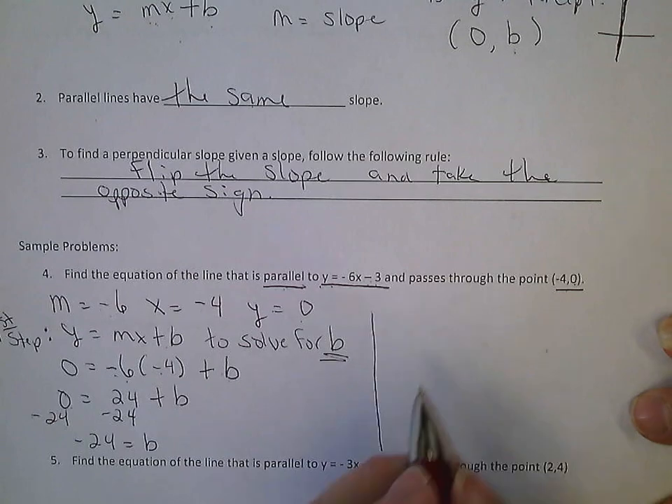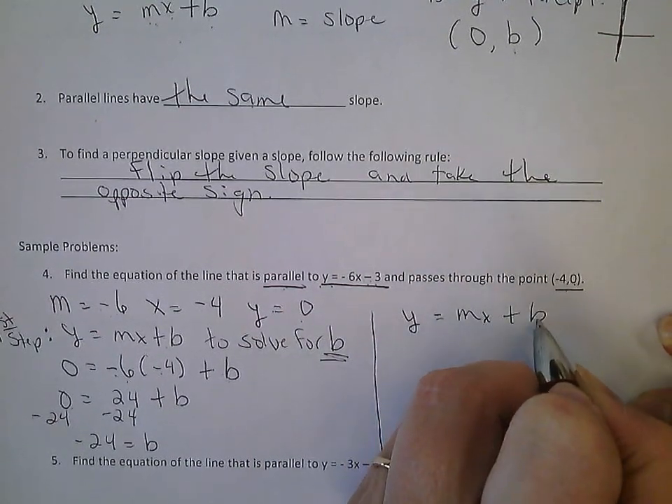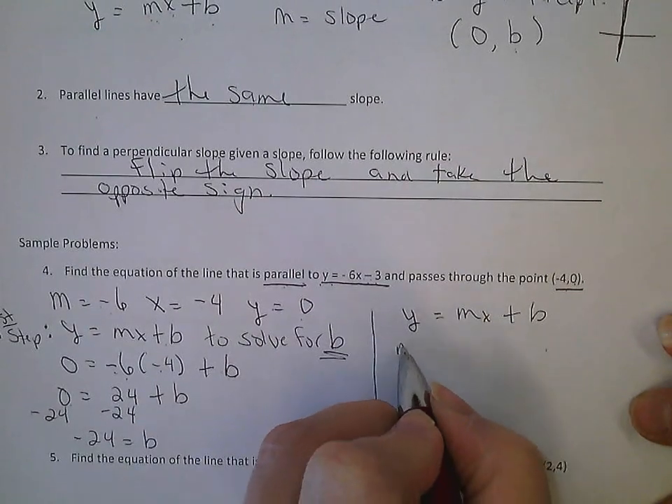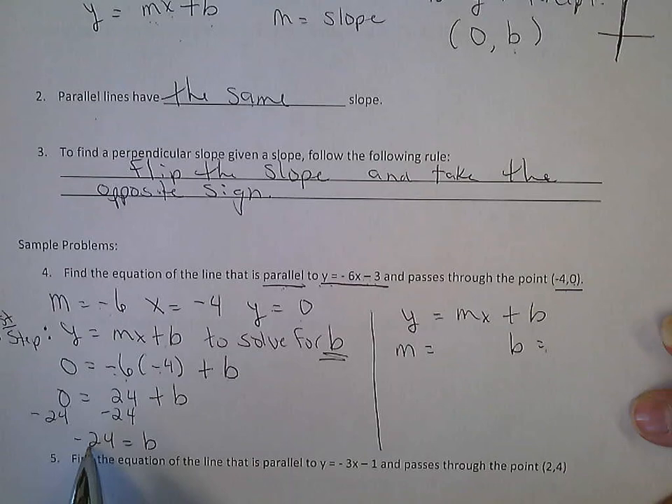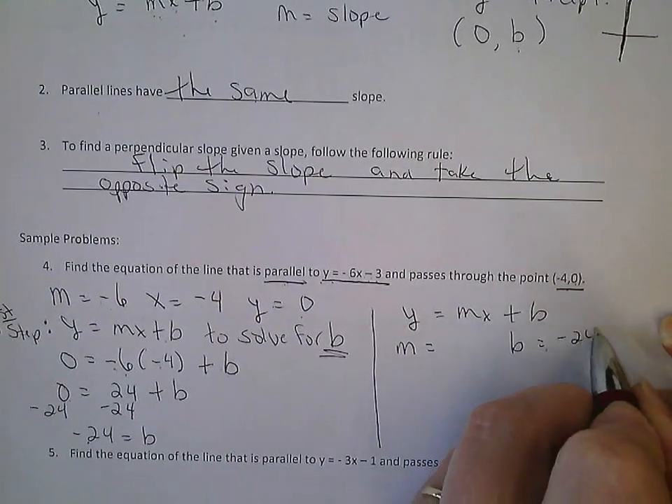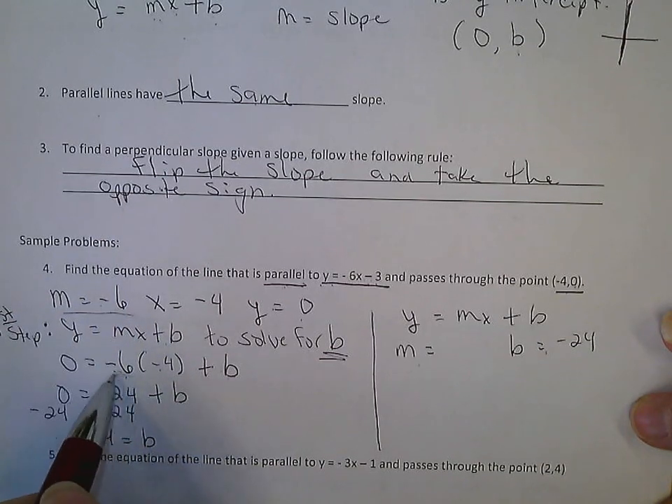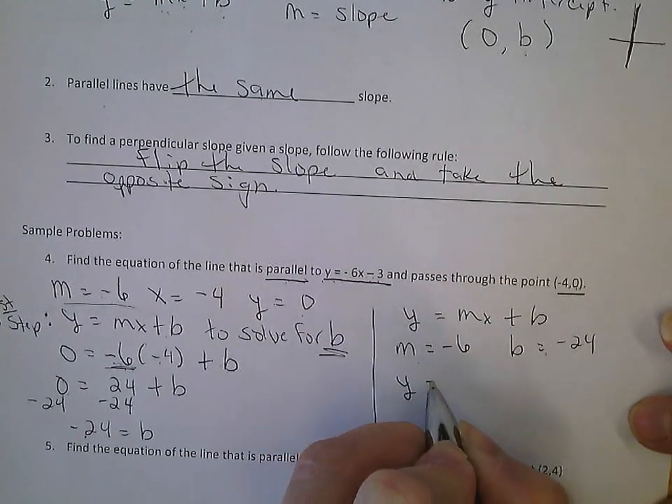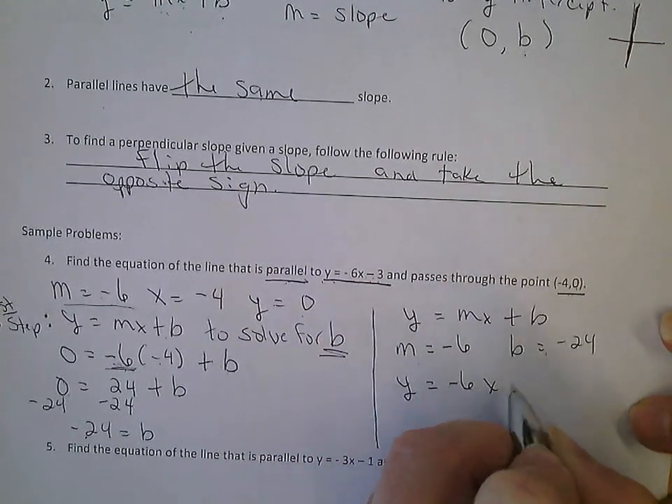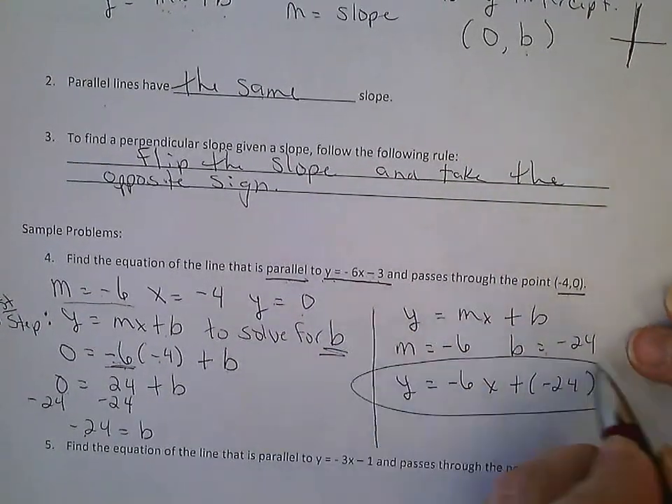Our second step is we're going to go back and use y equals mx plus b again, only we're going to be looking at our m and our b. We have our b right here, which is -24. Our m comes from the slope that we used right here, so our m is -6. We put it in here, y equals -6x plus a -24. And this is our answer.